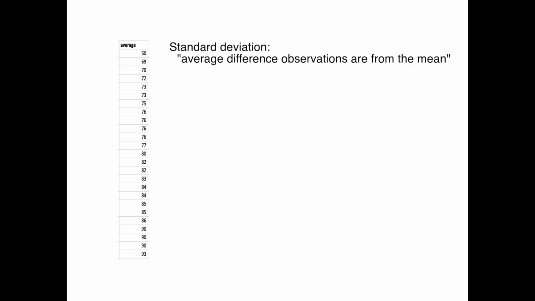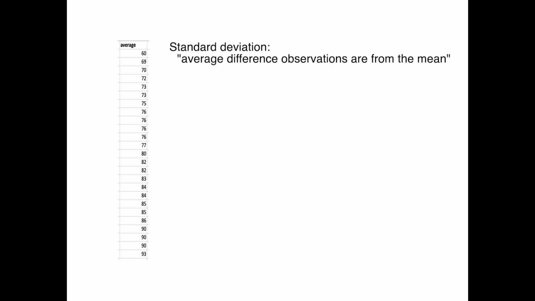Finally, we're going to take a look at the standard deviation. Standard deviation refers to the average difference between observations and the mean. Note here that standard deviation is only appropriate for continuous variables.